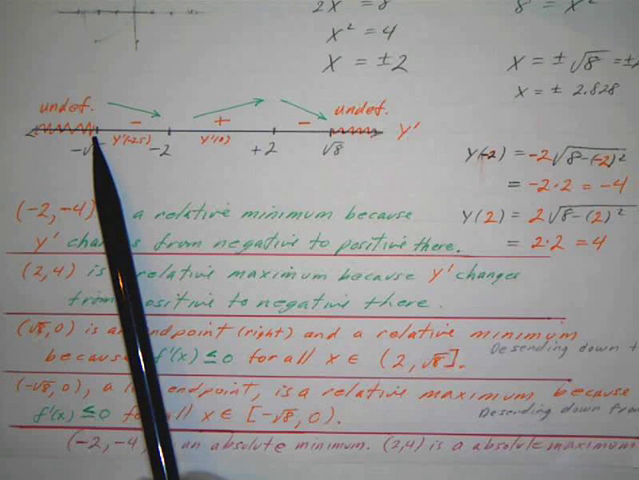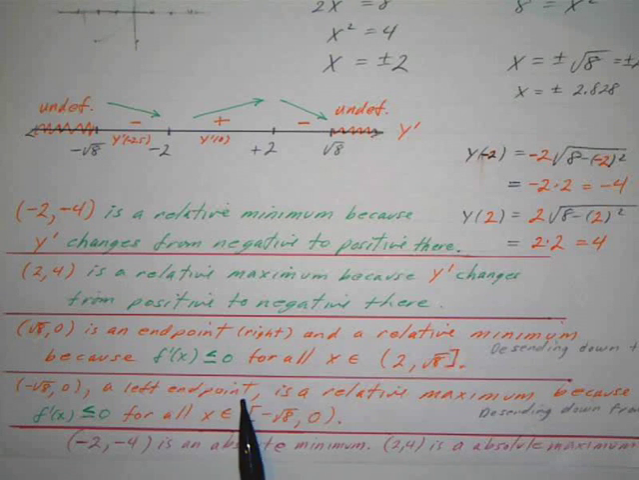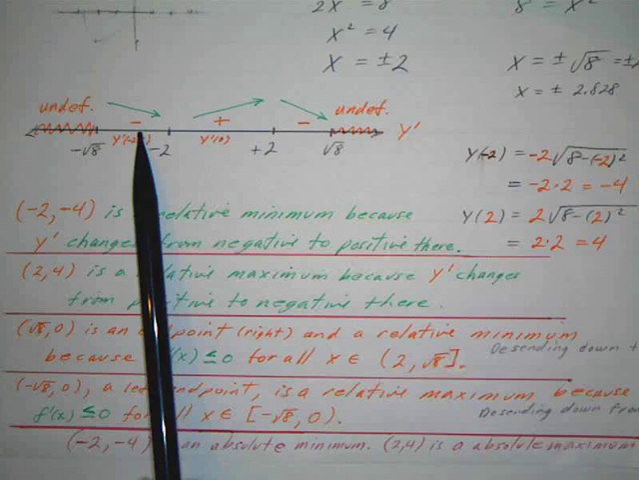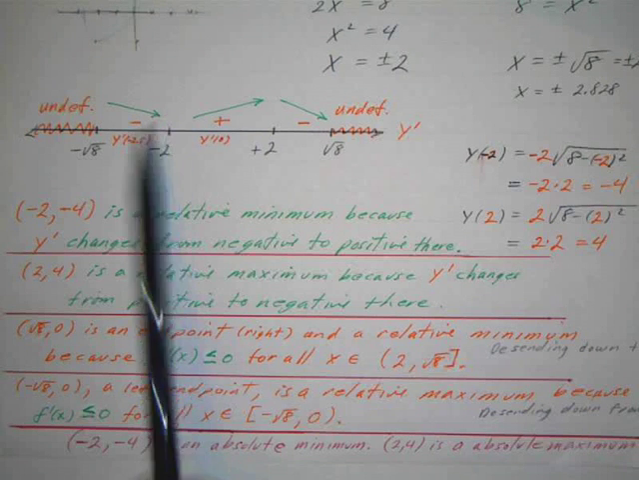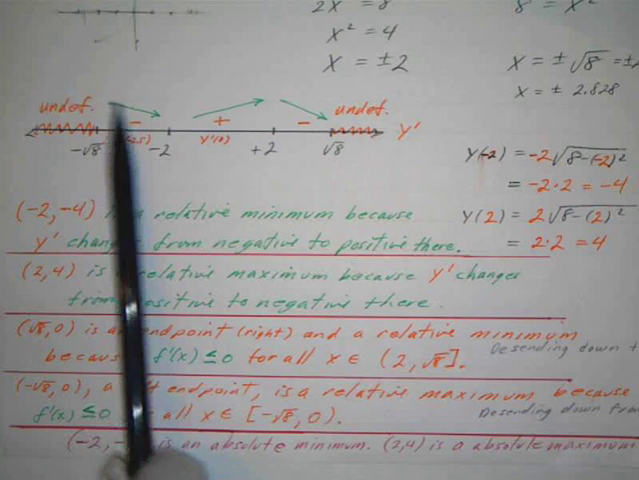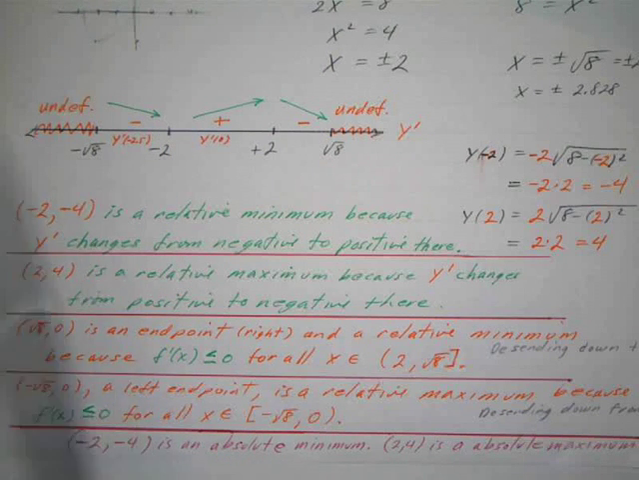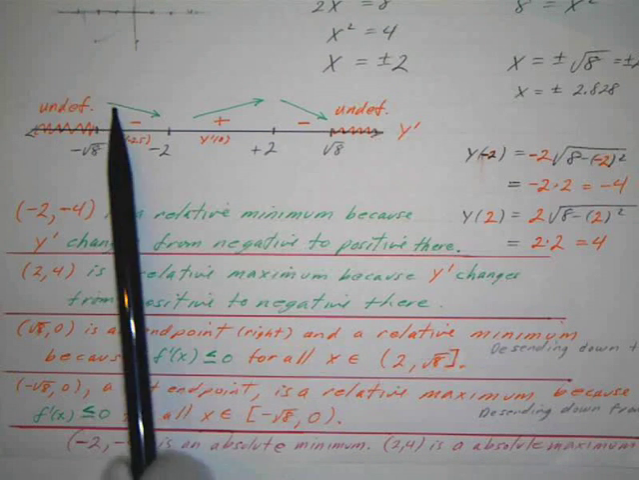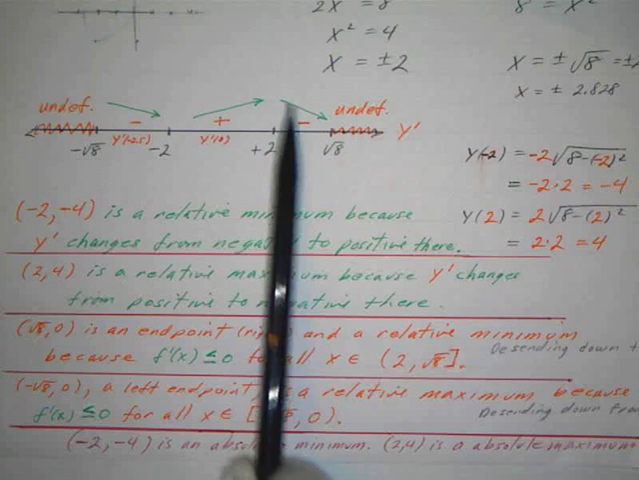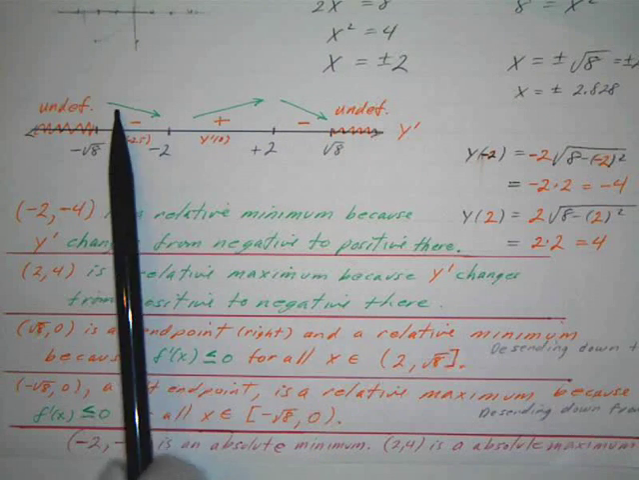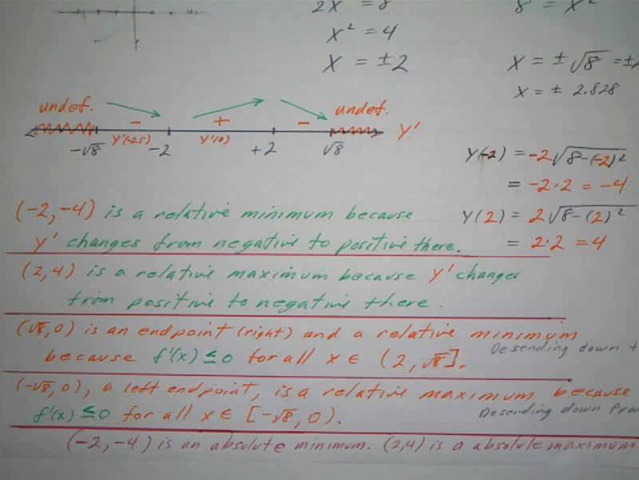Negative the square root of 8, 0, that's a left endpoint. It's a relative maximum because, again, f prime is less than 0. That means the function is decreasing, but it's descending down from it because it's the left endpoint. So the function is decreasing from it. All right, so it's going to be a relative maximum. So in each case, the derivative is negative. The function is descending, but since it's descending down to this one, it's going to be a relative minimum. Since it's descending down from this one, it's going to be a relative maximum.